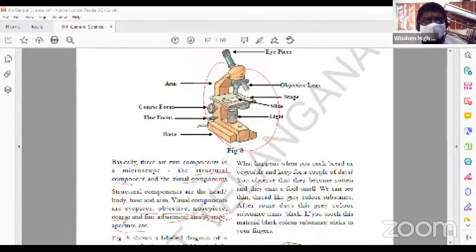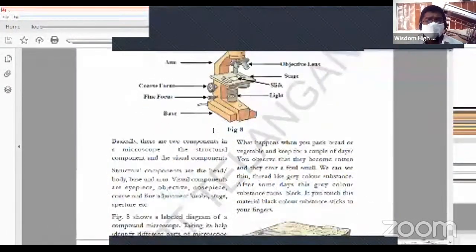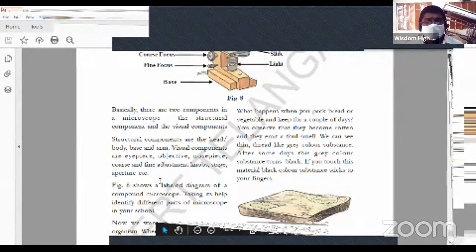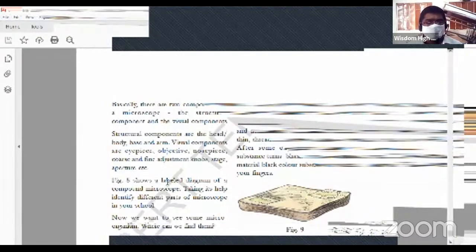Children, next, structural components and visual components, two components we discussed. Now, figure 8 is a labeled diagram of a compound microscope. Taking its help, identify the different parts of the microscope in your school laboratory. Yes, a microscope should be present there. The children concentrate here.